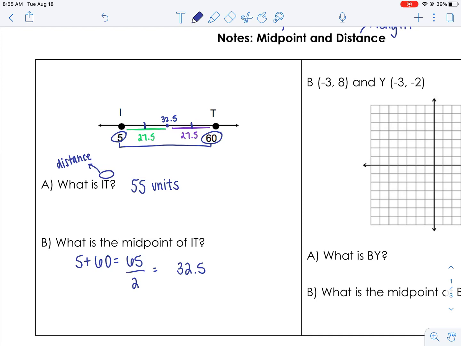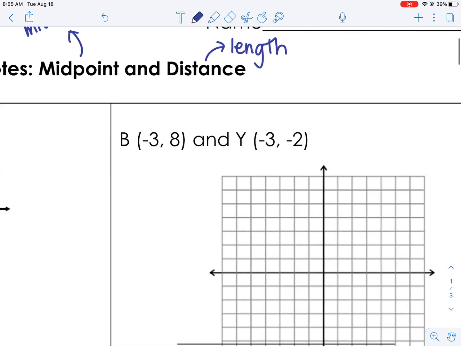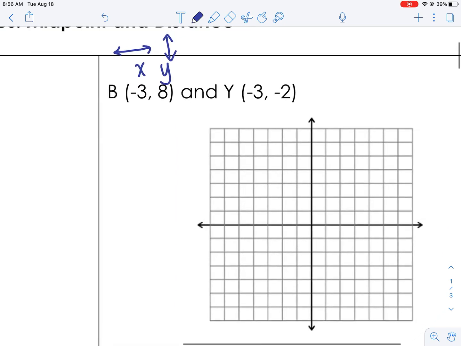So now the question is, what if you're not on a number line? What if you're on a graph? So what if you have X and Y coordinates? So remember that our first number is always the X, and then our second number is the Y. And remember that for X, you go horizontally, and for Y, you go vertically. So -3, 8 means I'm going to start at my origin. I'm going to go left 3, and then I'm going to go up 8, which is off the graph just by 1. That's okay. I can still put that point there. I'm going to label it B.